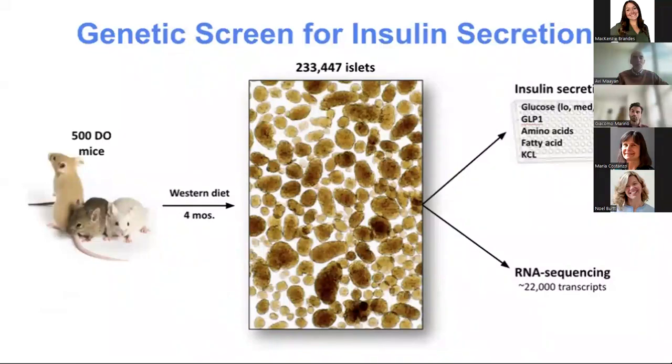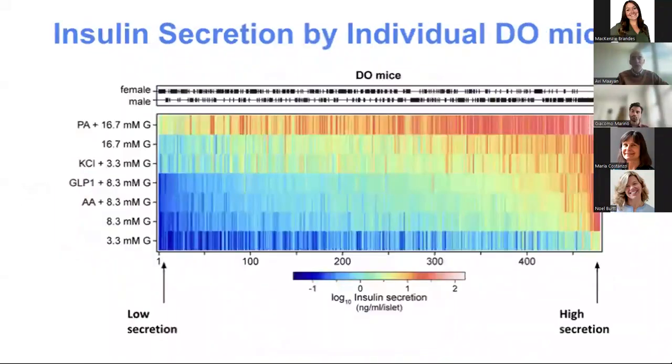And then you can look at the insulin secretion. This is a visualization of the insulin secretion across the mice. The mice are the columns, and the levels of insulin secretion are the rows. And you can see that there is a range for different mice based on their genetic background. They're more or less responsive in secreting insulin.